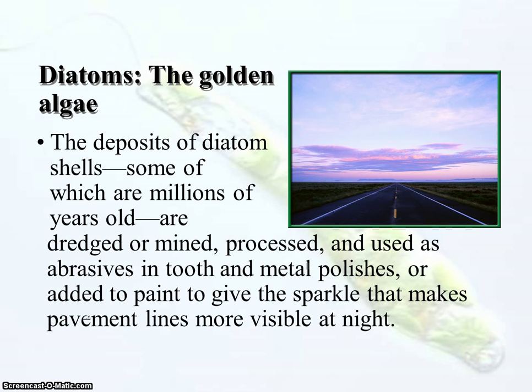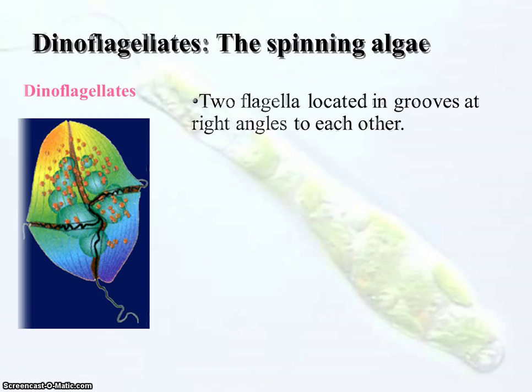But what we do is we will mine for those and dredge for those on the ocean floor, and then when we get them, we will process their shells and use them as polishes and toothpastes, or put their shells in polishes and toothpastes and paints to be like abrasives for cleaning, or to give sparkle and shine to different types of things that we use them for. So we do use them for our purposes as well. So those are our golden algae, or diatoms.